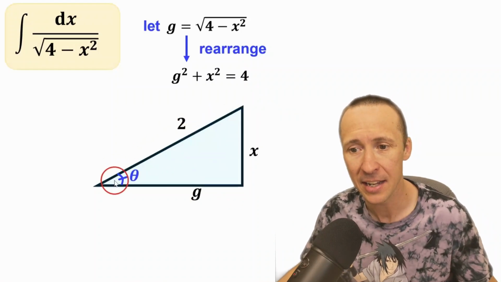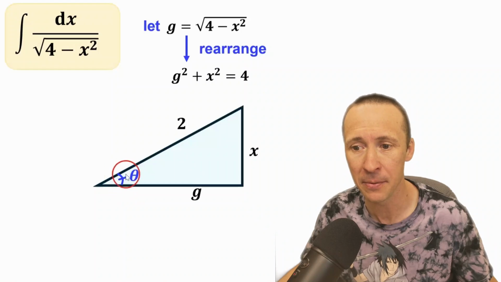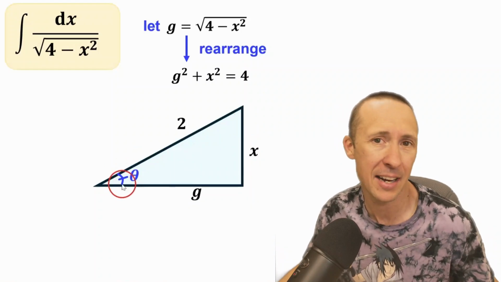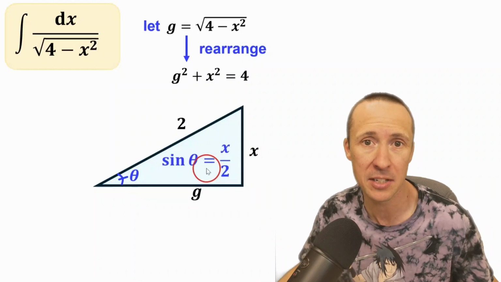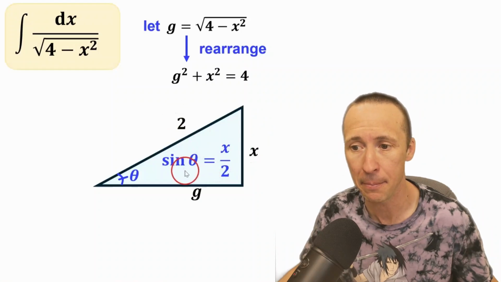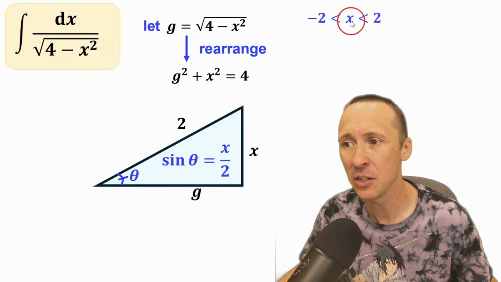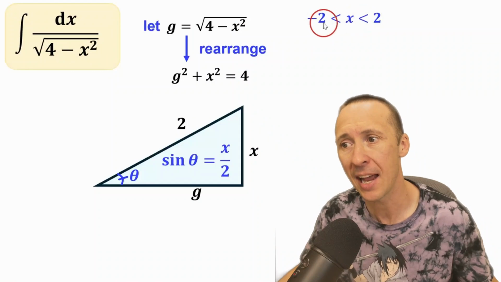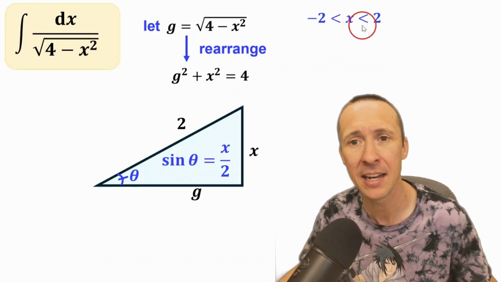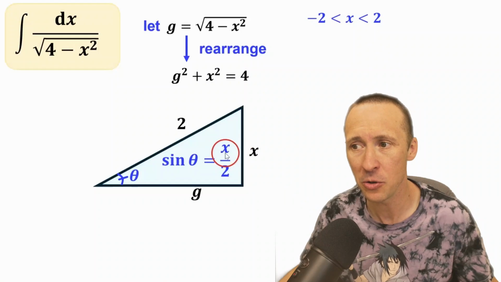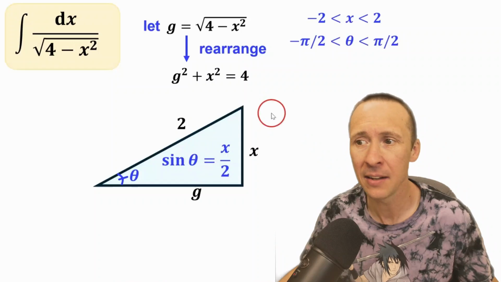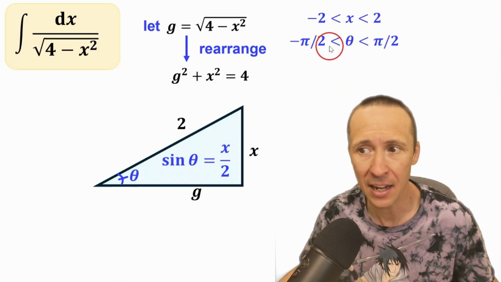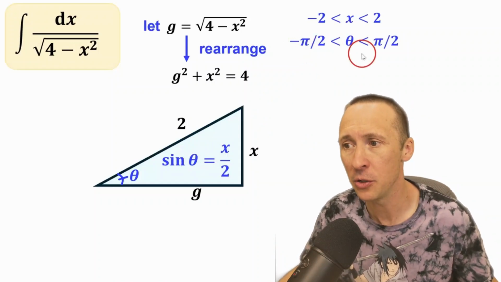Now, theta is going to be this angle right here. You could have it on the other one, but it's easier to put the angle right here. And to write theta in terms of x, we're going to use sine because sine is opposite divided by the hypotenuse. So x can only go from -2 to 2. It can't equal those numbers, it's got to be greater than -2 and less than 2. Then if we plug in -2 and 2 and solve for theta, our limits for theta are from -pi/2 to pi/2.